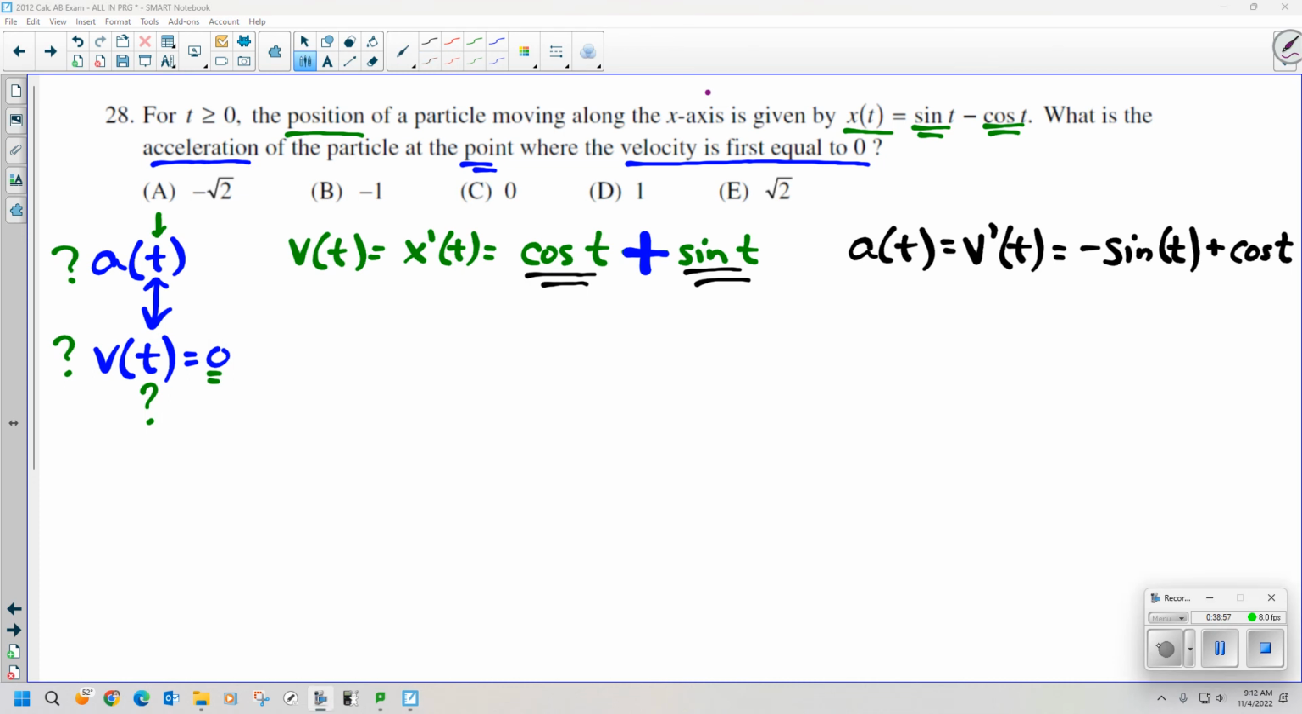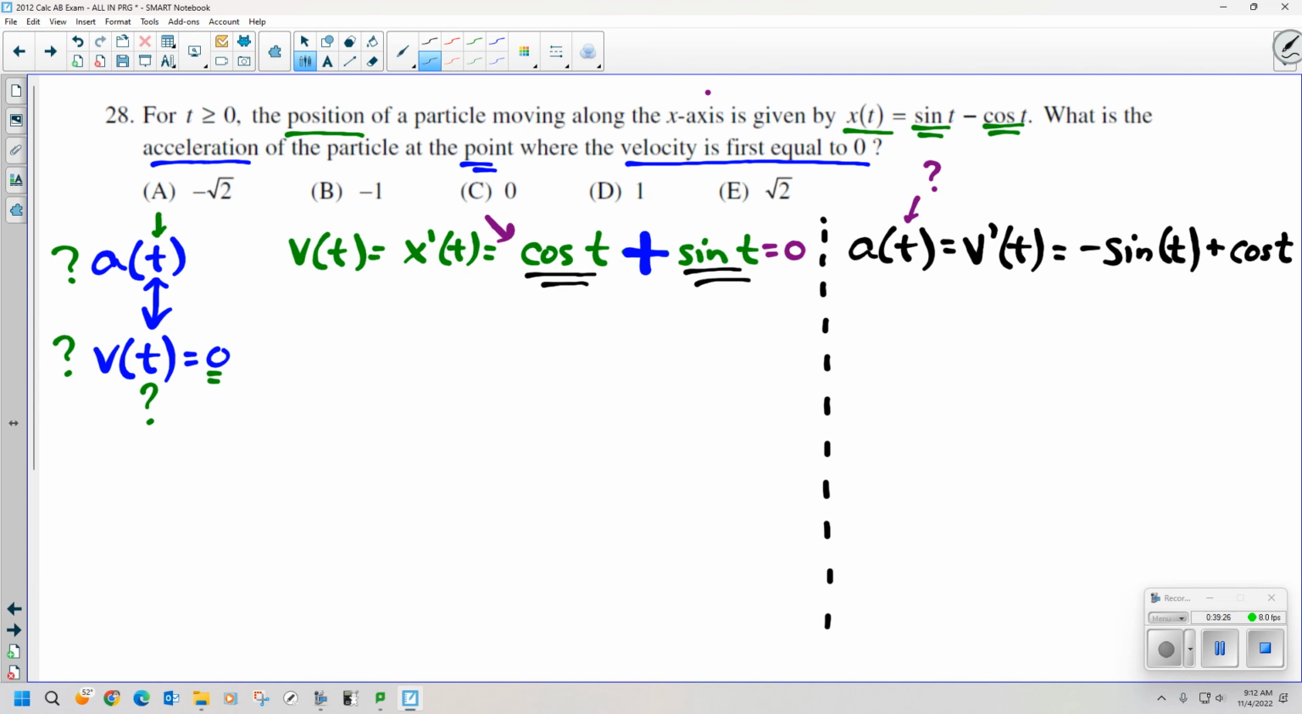So now that we have velocity and acceleration, okay, I can't solve for my acceleration yet because I need to know what time to use. The time I use is whatever makes my velocity equal to 0. Okay, so let's do this. Okay, so here we go. This is where knowing trigonometry comes in handy.